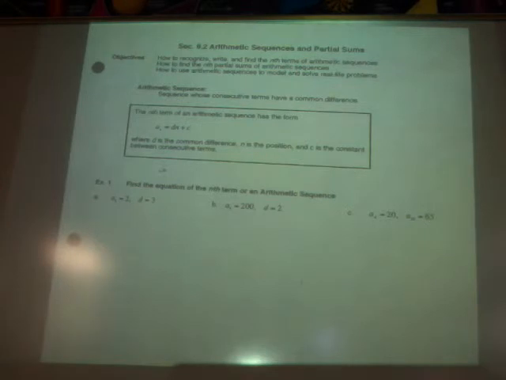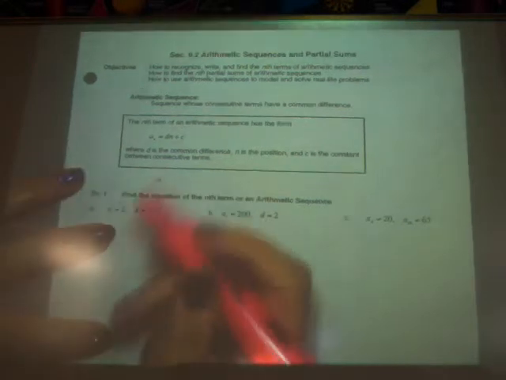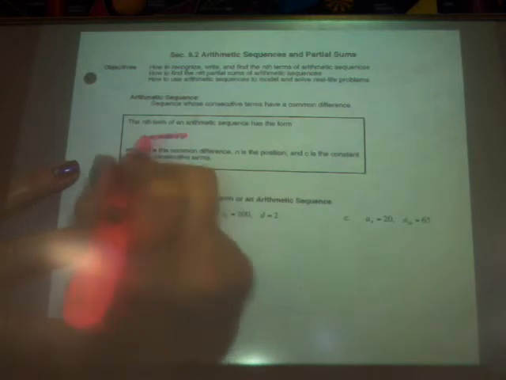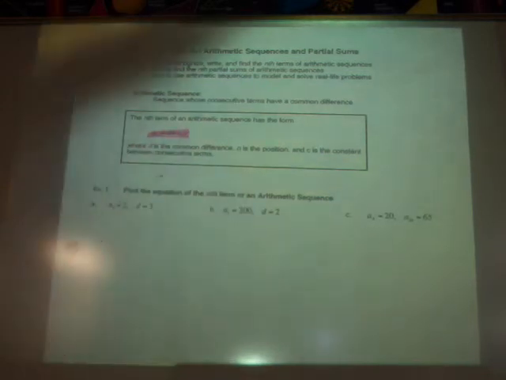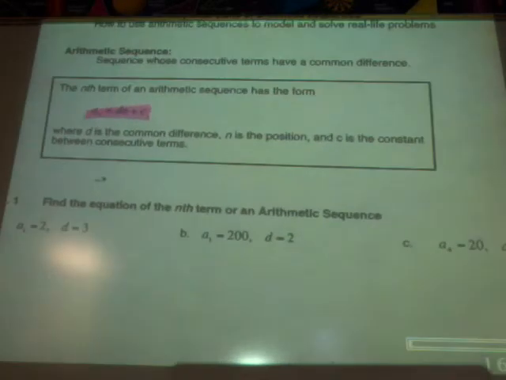We're going to look at arithmetic sequences and then partial sums of arithmetic sequences. I'm losing my voice. All right, so if you recall from algebra, well, this looks a little different.